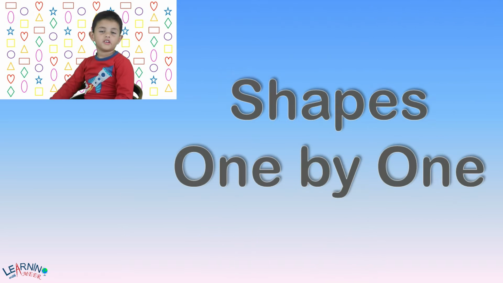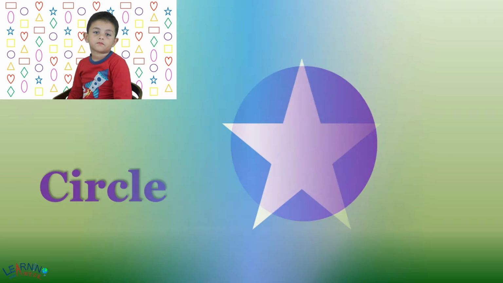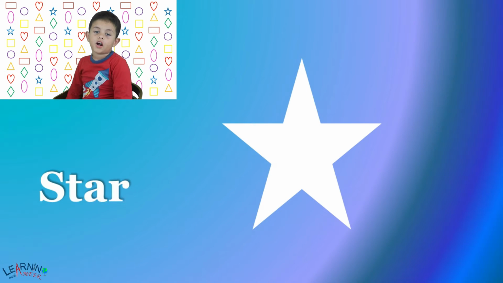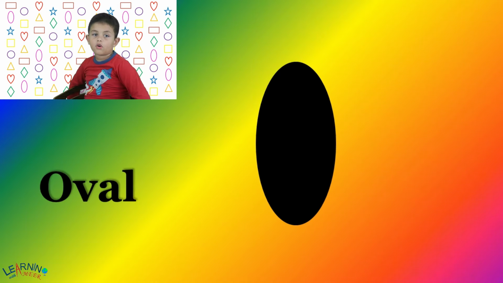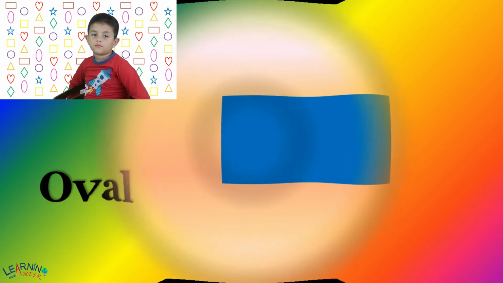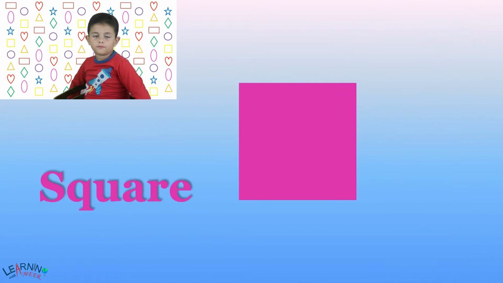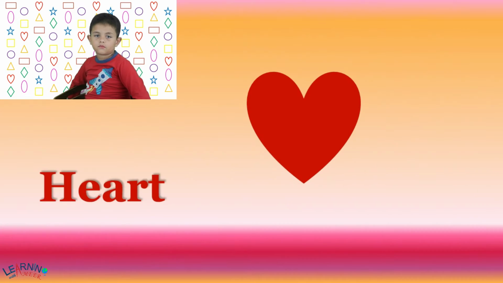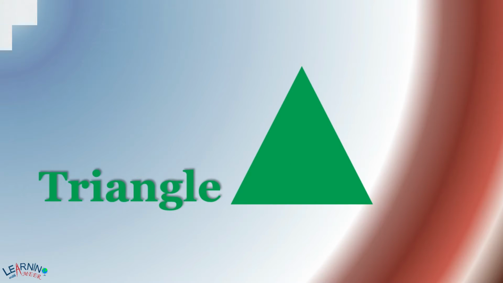Okay, let's look at the shapes one by one. Circle, star, diamond, oval, rectangle, square, heart, triangle.